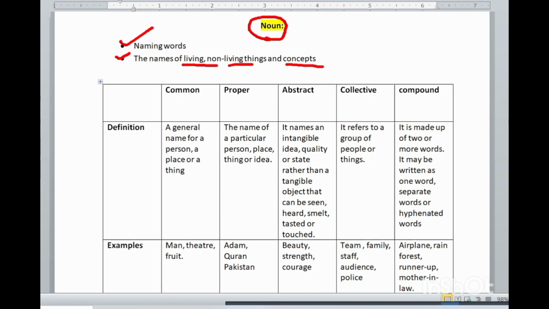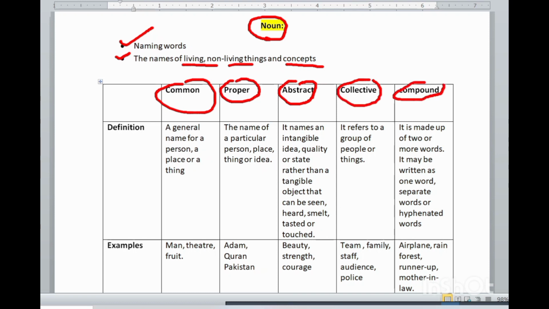Now, what are the very important types of the noun we will discuss today? The very first types are common noun and proper noun, a very interesting type. Then abstract noun, also a very interesting type, as well as collective noun, and we have the compound noun, and we will try to know how to use them in a sentence. First of all we will define all kinds of nouns, then we will see the examples.